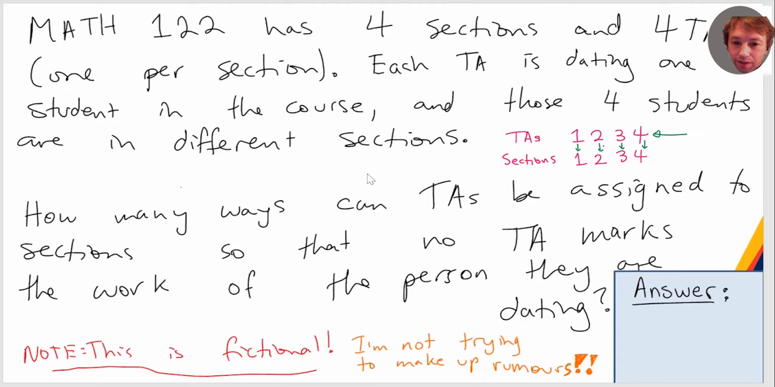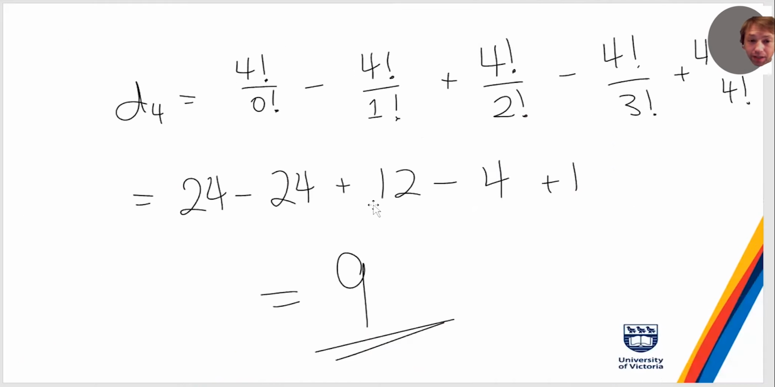So the answer is going to be D4. Is it clear how I got that? Every TA needs to mark one section and so on. Okay, if I wanted to actually compute it, I use the formula.